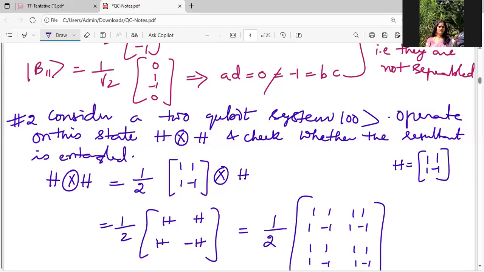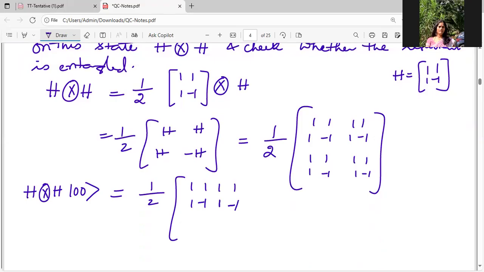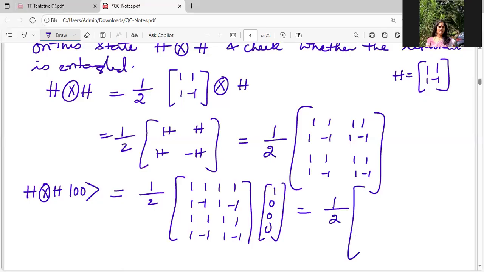Now H tensor product of H has to be operated on 0 0. So I know what 0 0 is, right? It is 1, 0, 0, 0. So just do matrix multiplication, see what happens. 1 by 2, first element is 1, next element is also 1, next element is 1, next element is 1.